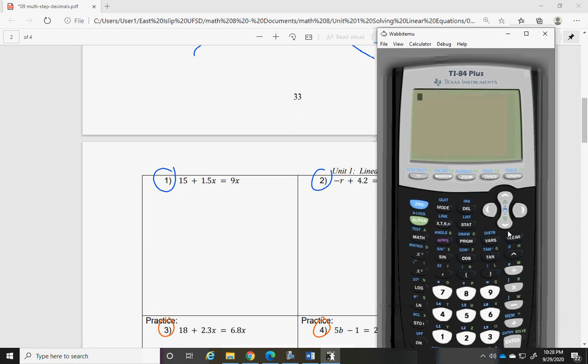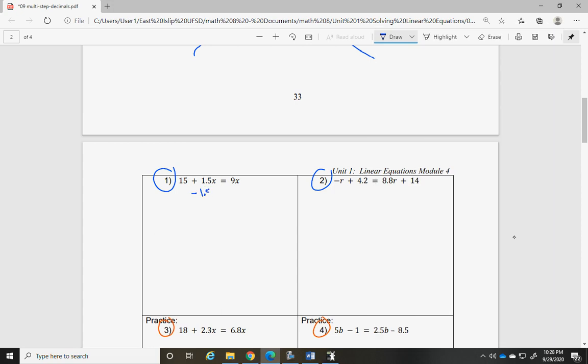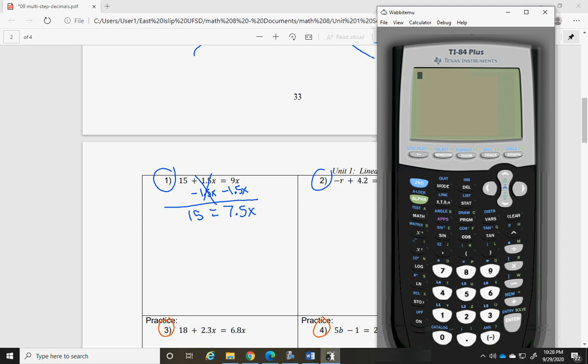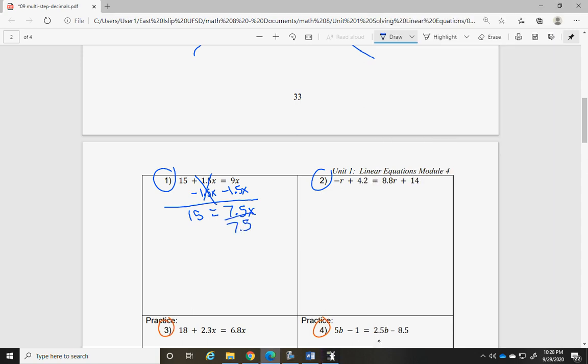Okay. So if I'm trying to solve for x, best first step is subtract 1.5x from both sides. I would wish that logically you can think about 9, take away 1 and a half, right? 9 take away 1 is 8. Take away another half is 7.5. Again, if you need your calculator, use it. But I need you guys to use a little bit of common sense, right? 9 take away 1.5 is 7.5. So now I have to divide both sides by 7.5.